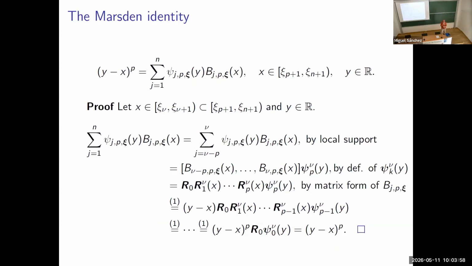Anyway, here's the Marsden identity. Can we write the function? You look at, for fixed y, the function y minus x to the p. How can we write that as a linear combination of B-splines in terms of x, having coefficients in terms of y? And this is the Marsden identity. Actually, the coefficients are the dual polynomials of the jth B-spline evaluated at y.